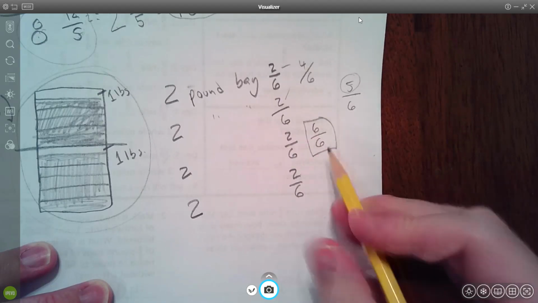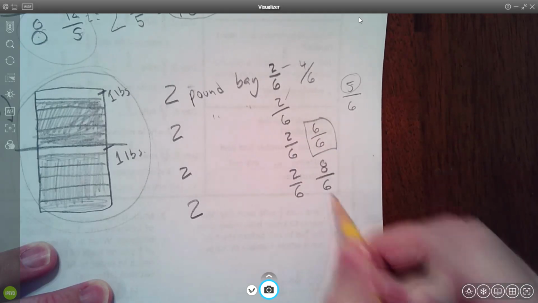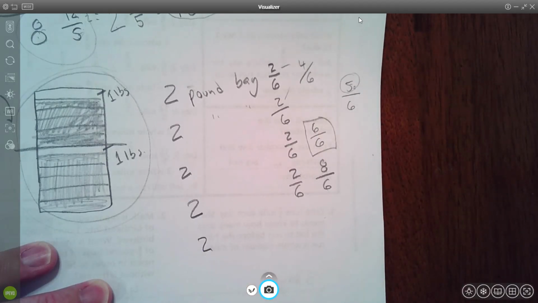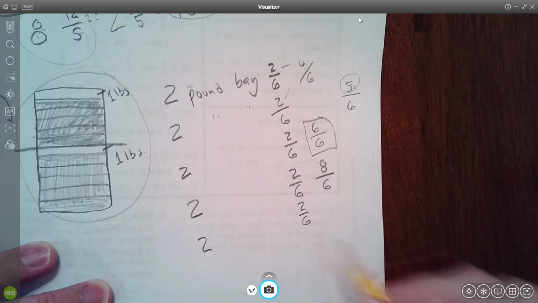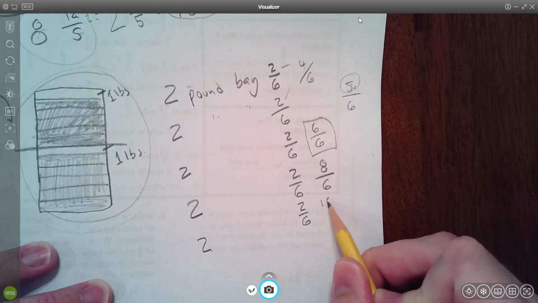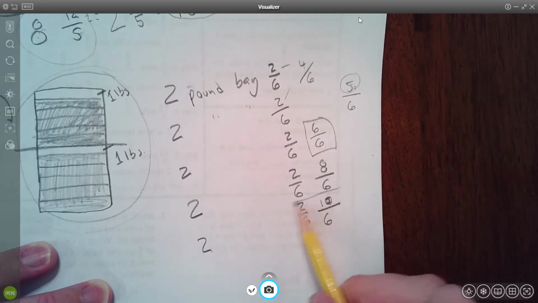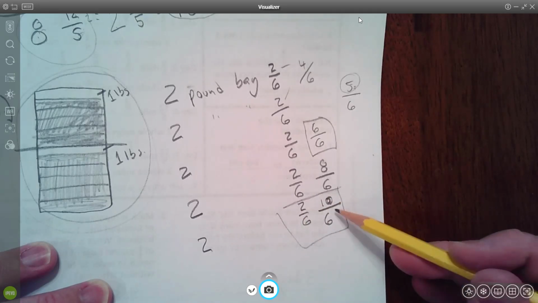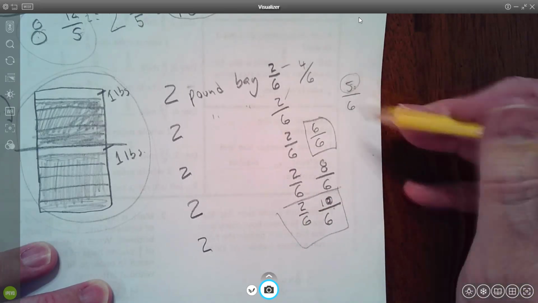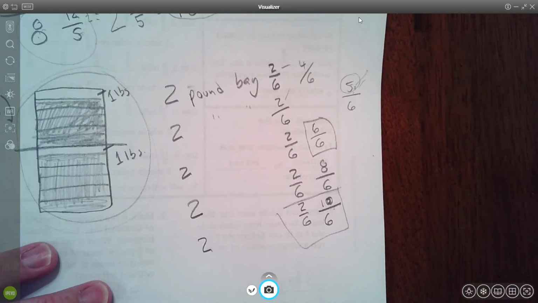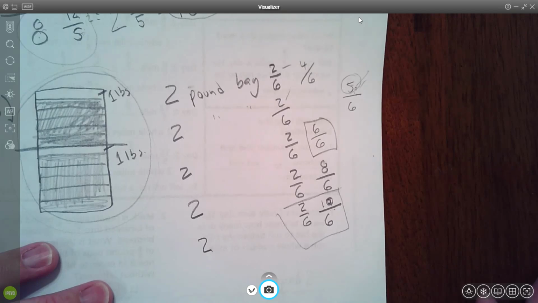6/6 plus 2/6 gets me 8/6. Still not going to do it. And then one more 2-pound bag, another 2/6 peanuts left over. That gets us to 10/6. I think we're going to be okay there. Because with 10/6, with a 10 on top, I can pull 2 of the 5 6 bags out of there. Ooh, like I said, these problems are diabolical.